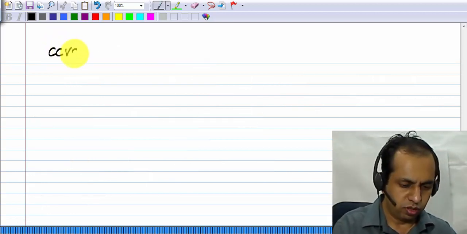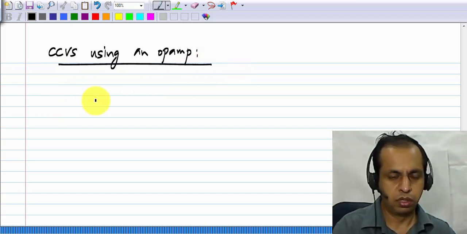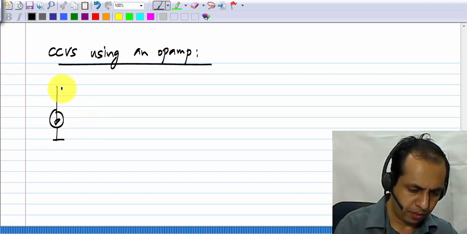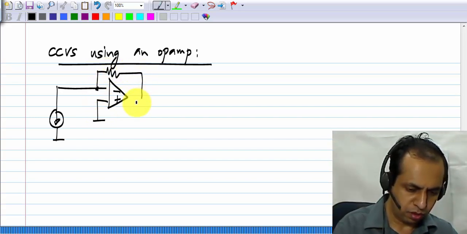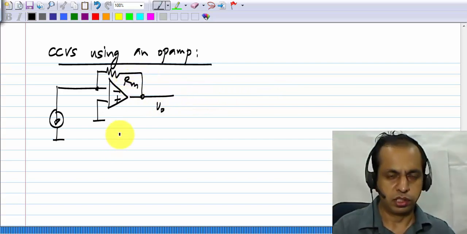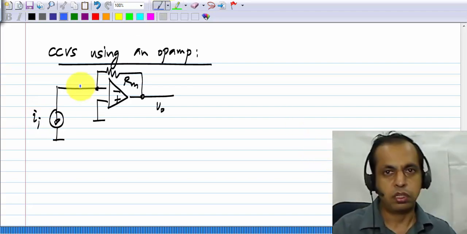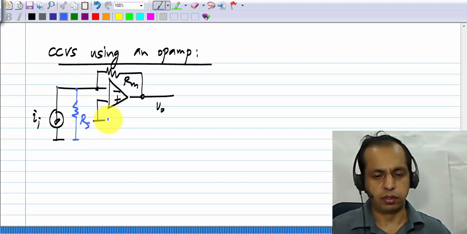So a current controlled voltage source using an op-amp looks like this. So this is V0, this is Rm, and this is Ii. Of course, the input source can have an internal resistance Rs.